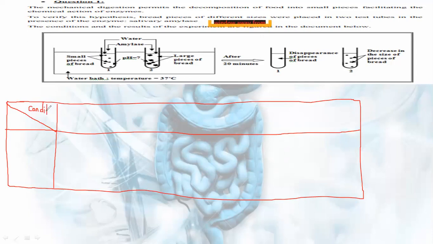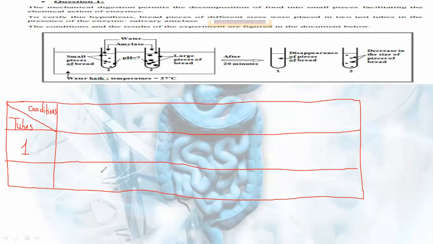And down, what do we write? Tubes. Very good. So here we write tubes. How many tubes do we have? We have 2 tubes. So you write 1. Don't write tube 1, so already you wrote tubes. So line 1 and then 2. Then you cut it here into 2, and you have to write tube 2.